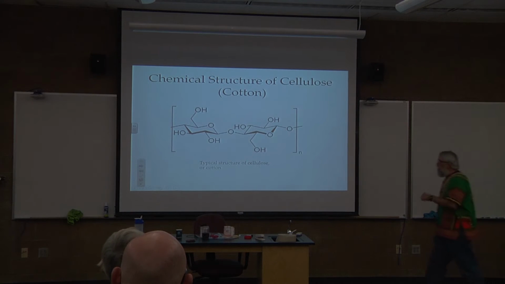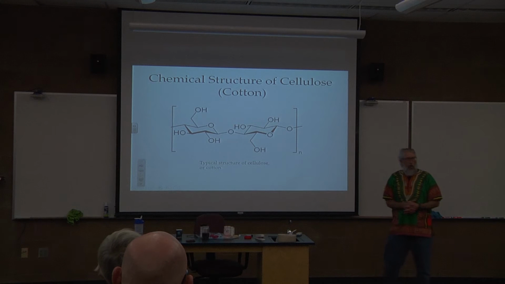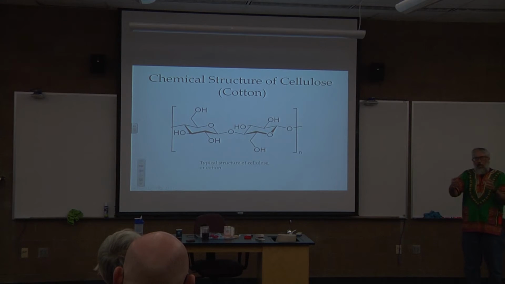So here's a typical structure for cellulose or cotton cloth. And when you look at it, you see that it too has polar groups. That facilitates the interaction between the polar dye molecules and the polar functional groups of cellulose.